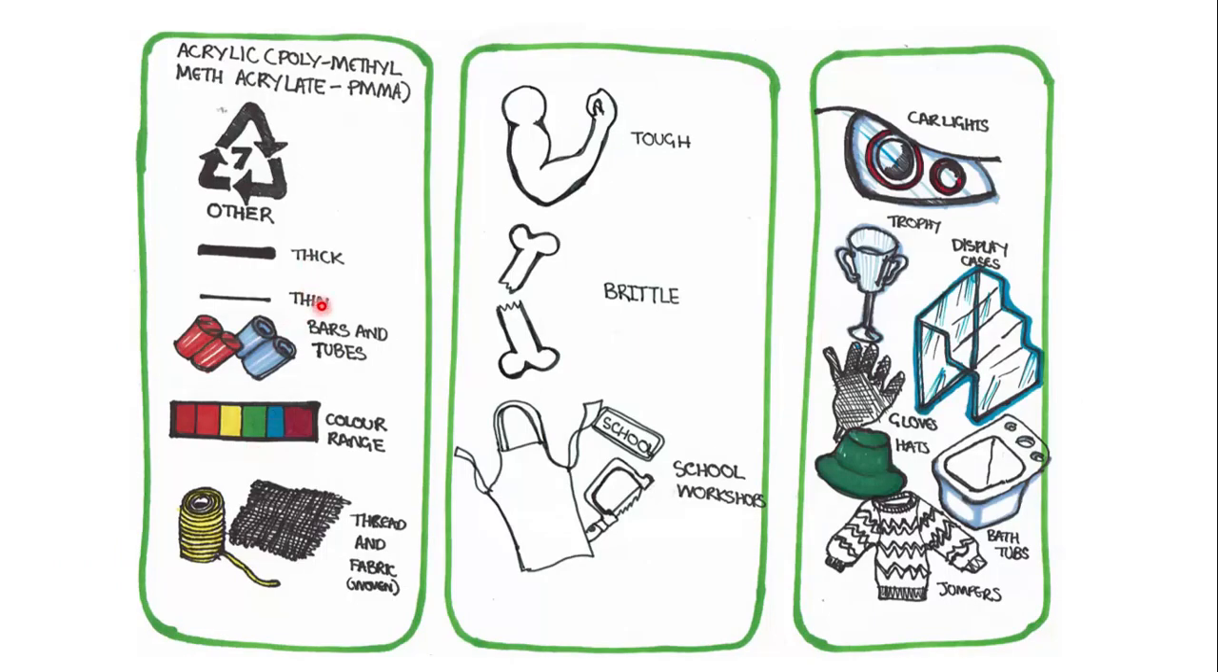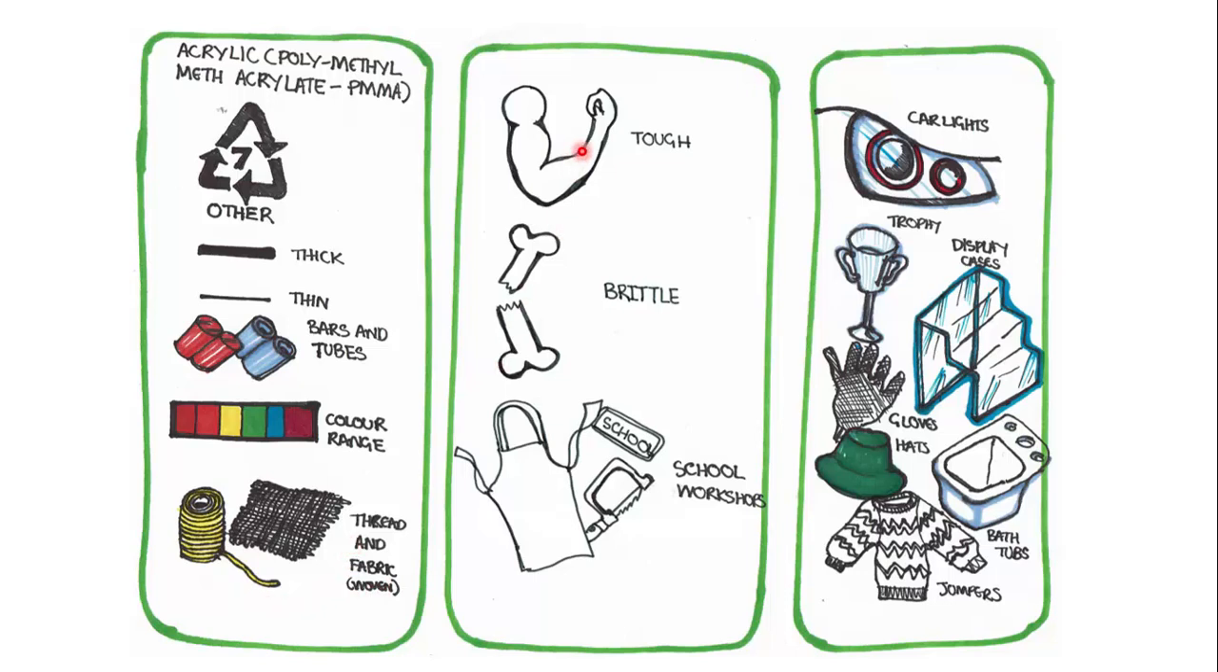Right, so the seventh classification is acrylic, or polymethyl methacrylate, or PMMA. This is a plastic which comes as either thick or thin, can come extruded or as bars and tubes. It can either be solid or have a hollow section in the middle. It can come in a variety of colors. It can be used to make thread and fabric. It can also be used to make varnish for nails as well.